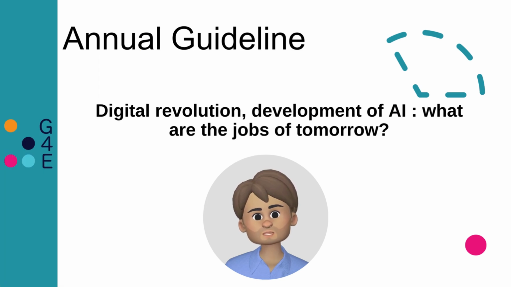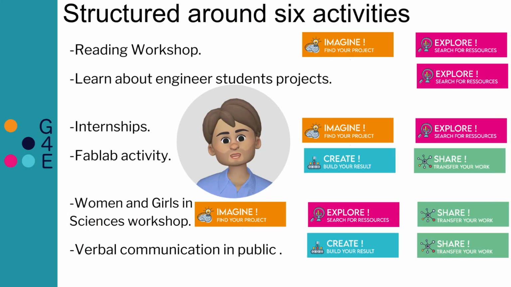This year's guideline was dedicated to the digital revolution and the development of artificial intelligence. Hence, the activities proposed were all related to the subject. As you can see, six activities were proposed during the year in accordance with the defined theme. Each activity encompasses one or several steps described above.